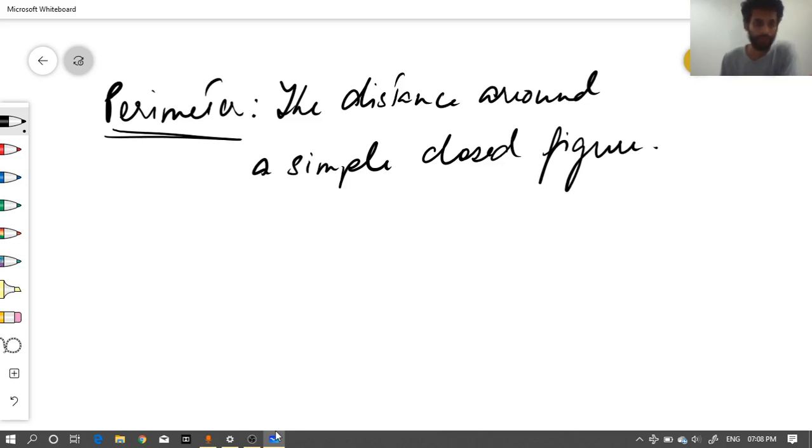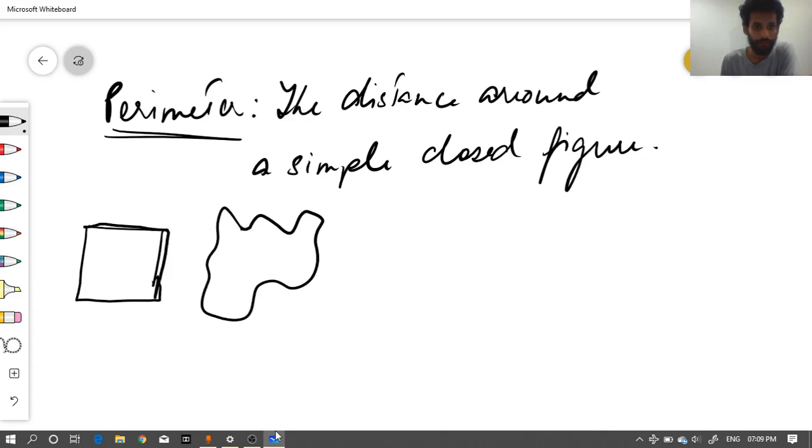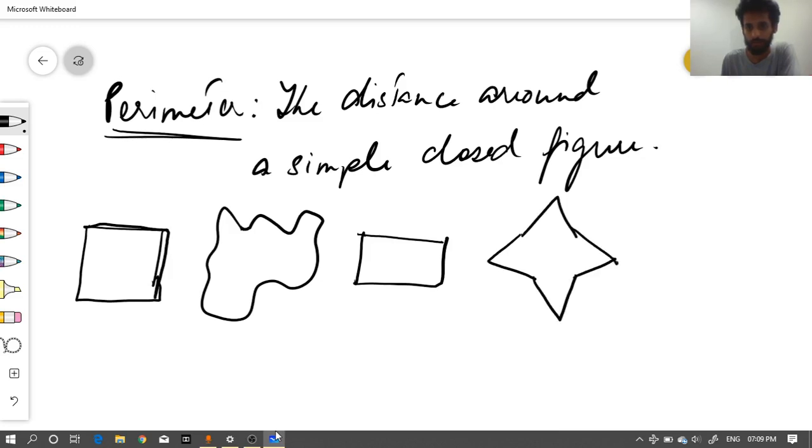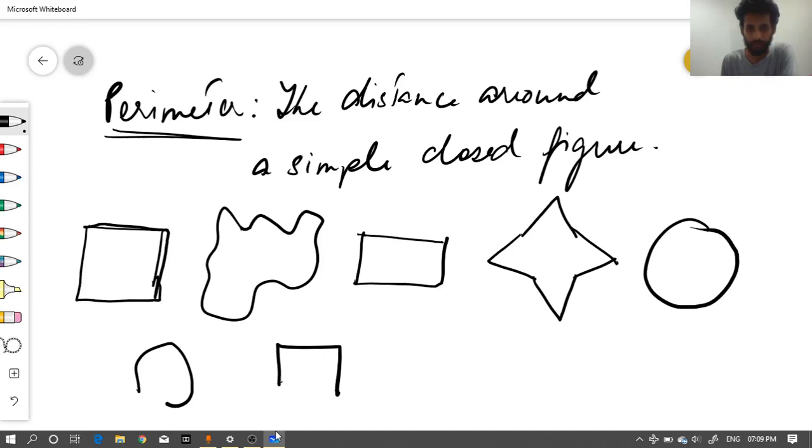Perimeter means, first of all, whatever figure is there, it has to be closed. A closed figure means it must be closed. This is a closed figure. But these are not closed figures. So if the figure is closed, we can find the perimeter of that figure.